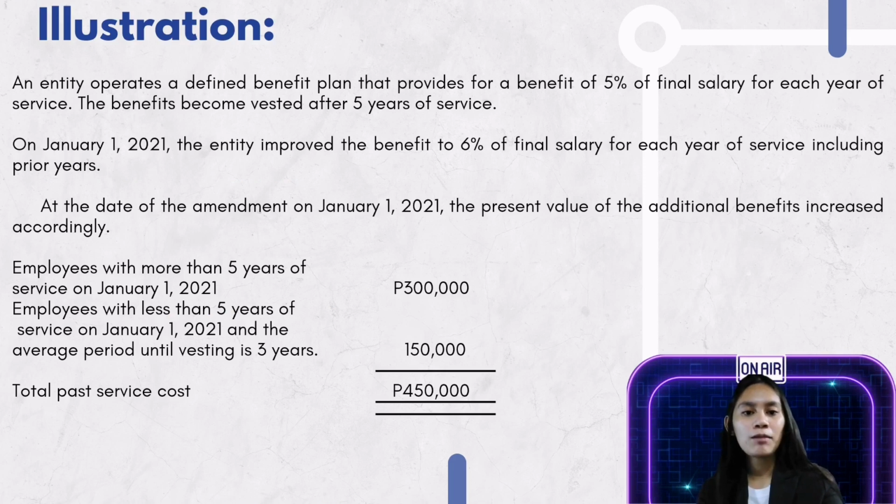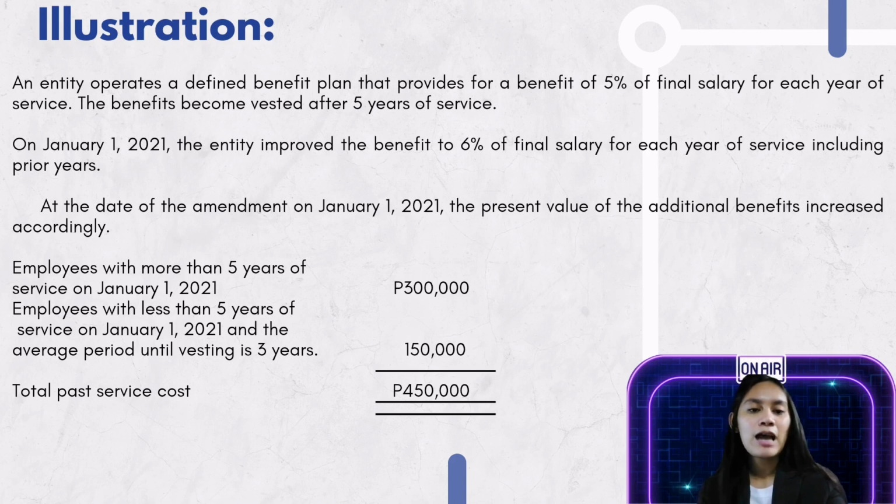Illustration. An entity operates a defined benefit plan that provides for a benefit of 5% of final salary for each year of service. The benefits become vested after 5 years of service. On January 1, 2021, the entity improved the benefit to 6% of final salary for each year of service including prior years. At the date of the amendment on January 1, 2021, the present value of the additional benefits increased accordingly.